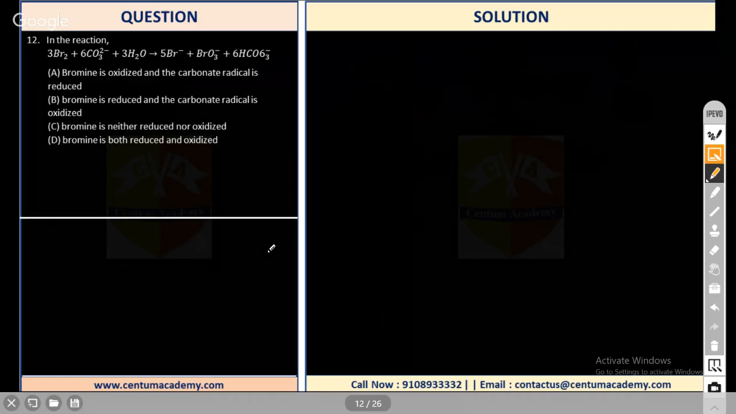Is it D? Bromine is getting reduced and also oxidized, right? So bromine is getting reduced as well as oxidized. So hence it is option D. Can you tell me the oxidation number of bromine here, here, and here? Here it is 0, -1, and here it is +5. So the oxidation number is getting reduced and increased also. That's why oxidation and reduction both take place. Next one.